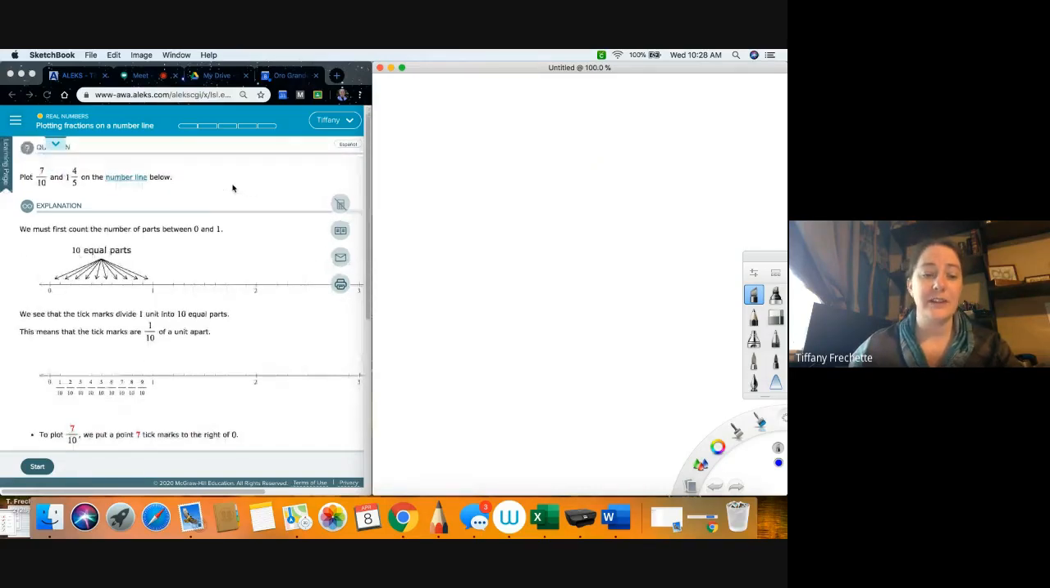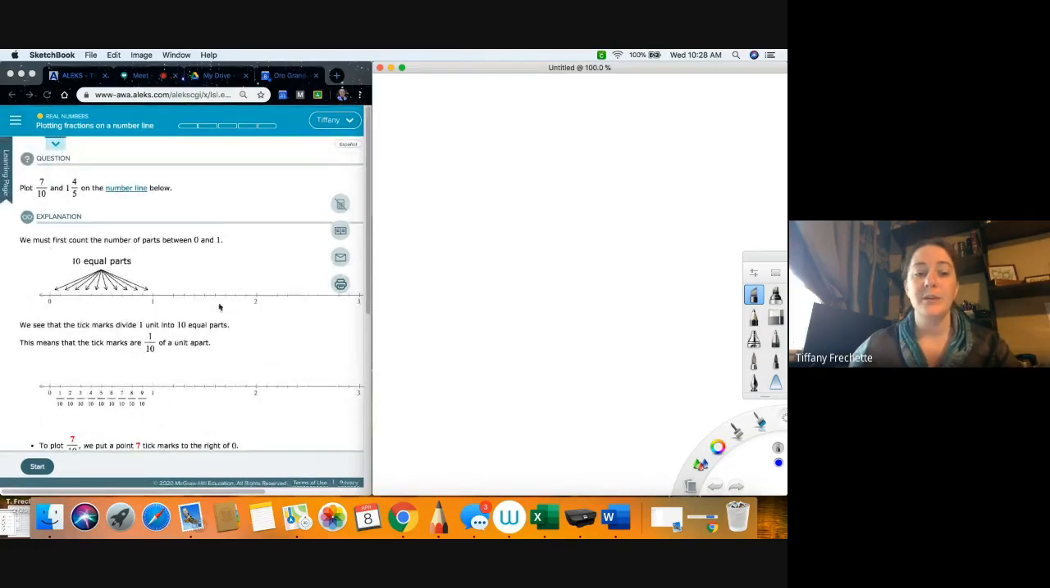So when we're graphing them on a number line, we need to divide up the whole numbers. So if you notice here, I have 0, 1, 2, and then 3 all the way on the side here. And then they have all these little other tick marks inside. And what they did was they divided them into 10 equal pieces.